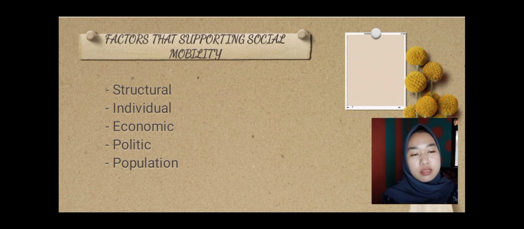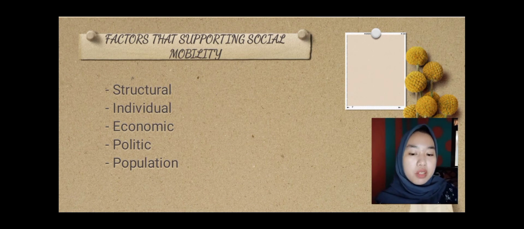And for the individual factor, this is related to the quality of the individual in terms of attitude, knowledge, and skills. Humans are born into the social status of their parents. If a person is not satisfied with the social status, he can try to achieve a higher social status. However, he must be educated first in order to become a qualified individual.